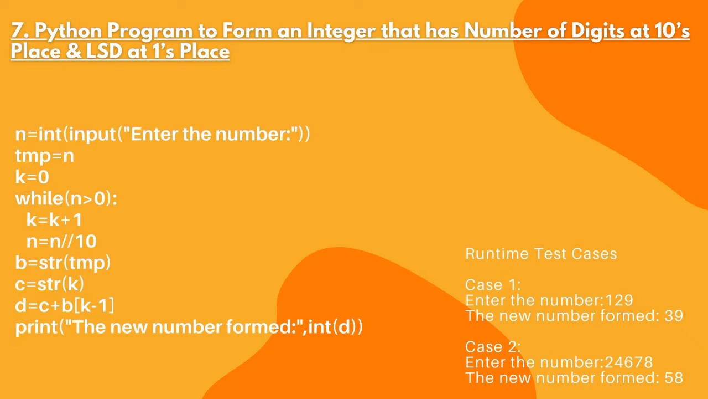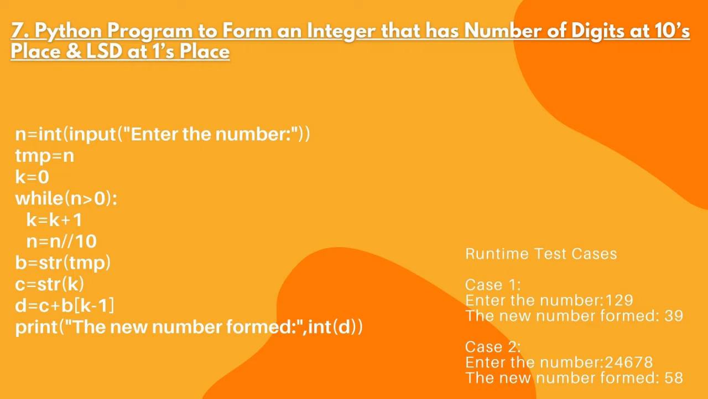Here is the source code of the Python program to form an integer that has the number of digits at the tens place and the most significant digit in the ones place. The program output is also shown on the screen. Now I would like to explain this program.